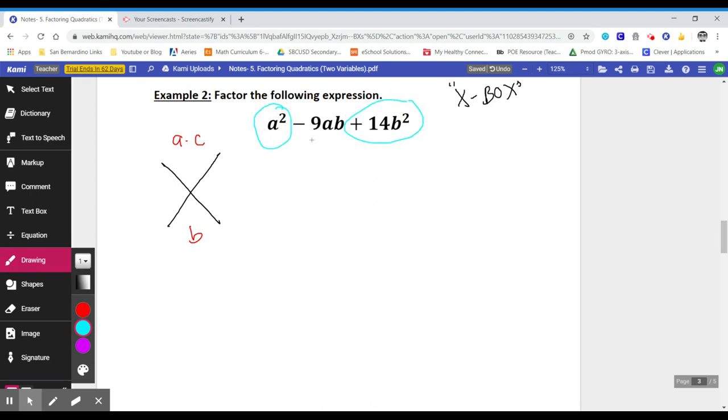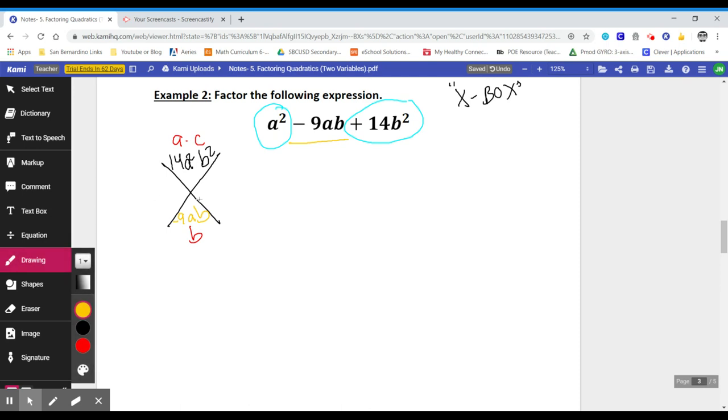Don't forget the signs, right? If there's negatives, include those. A squared times 14B squared would give me 14a squared b squared on top. And then on the bottom, I just drop this down. In this case, the bottom of the box would be negative 9ab. So I'm going to write down here negative 9ab. I'm including the variables.